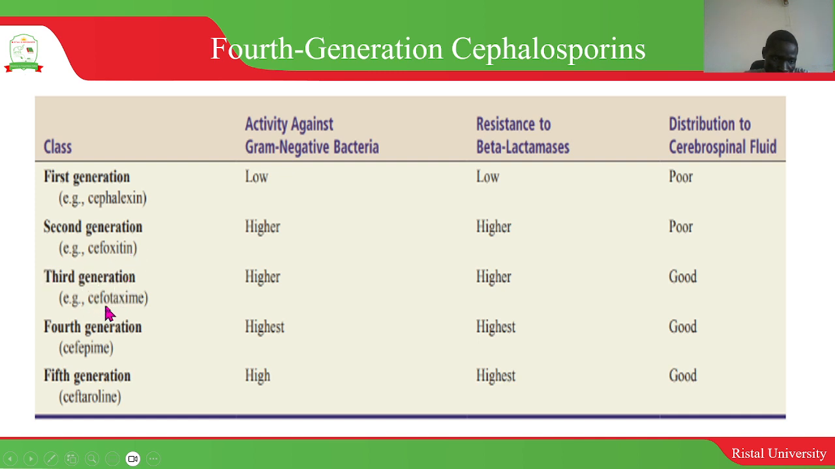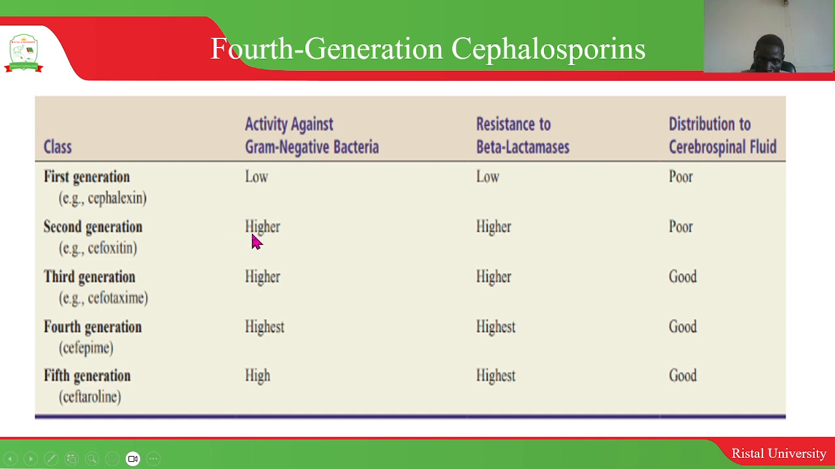Third generation, we have cefotaxime, including also ceftriaxone. I think is in the same range here. Fourth generation, we have cefepime, and then the fifth generation, we have the ceftaroline. Now let's look at their activities against gram negative and also their resistances to the beta lactamase enzymes and then distribution in CSF. So generally the first generation, most of them have low activity against gram negative, also low against the beta lactamases and also poor distribution in CSF.